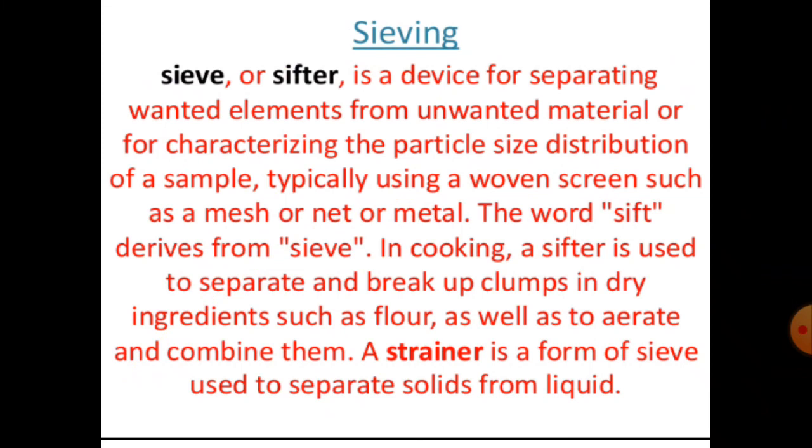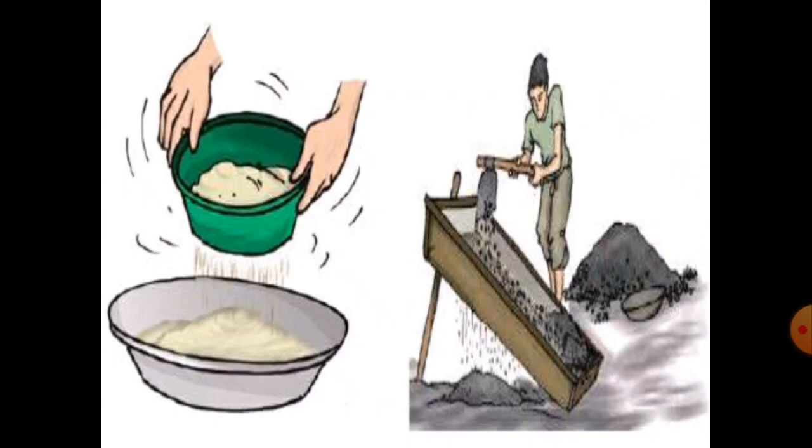A strainer is a form of sieve used to separate solid from liquid. Now here in this picture you can see how sieving is done.